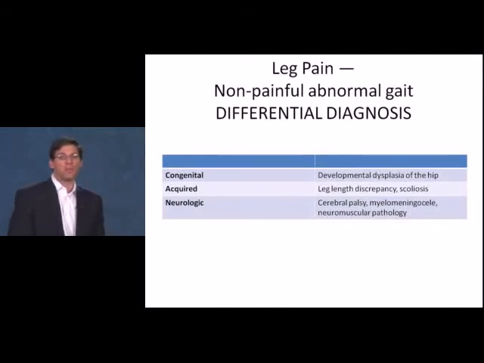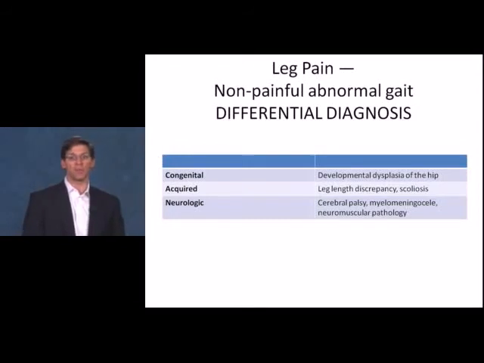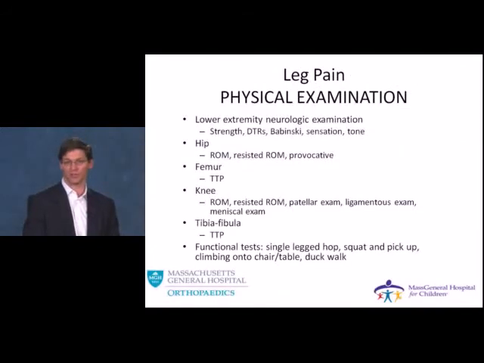There are things where parents will interpret as leg pain solely because someone has a limp or a non-painful abnormal gait. This, you do have to think about your congenital developmental dysplasia of the hip that was missed, in addition to leg length discrepancy, scoliosis, and then certain neurologic conditions such as cerebral palsy, myelomeningocele, or other neuromuscular conditions.